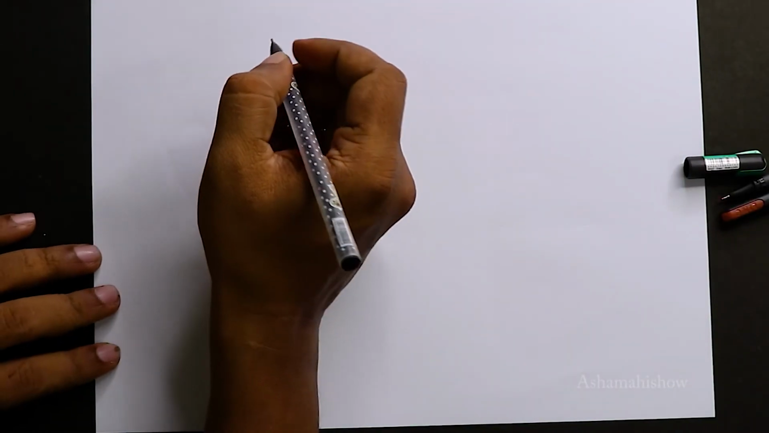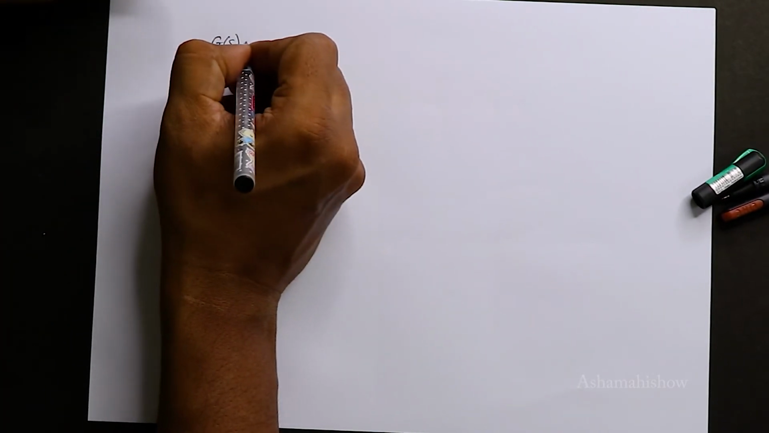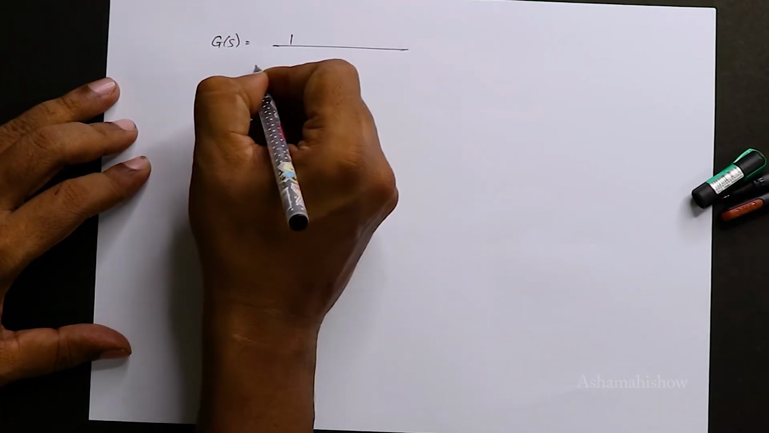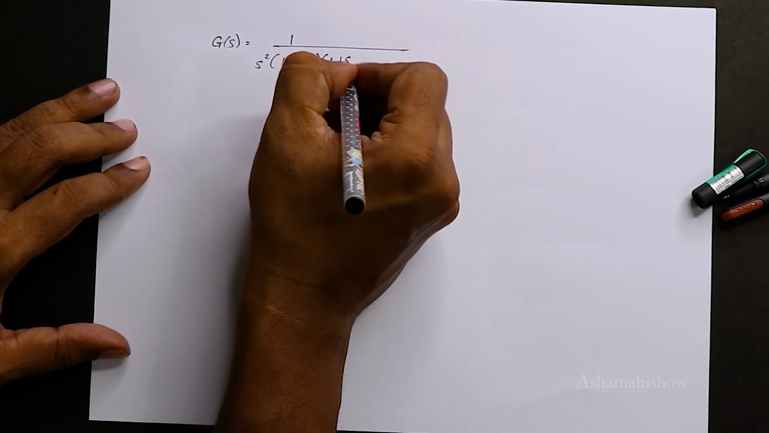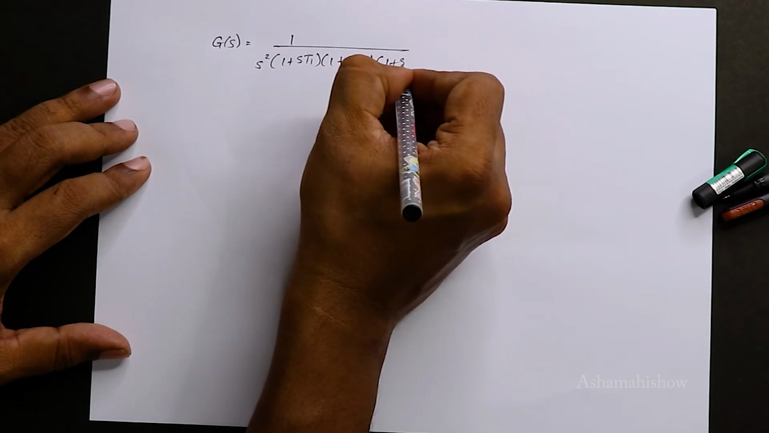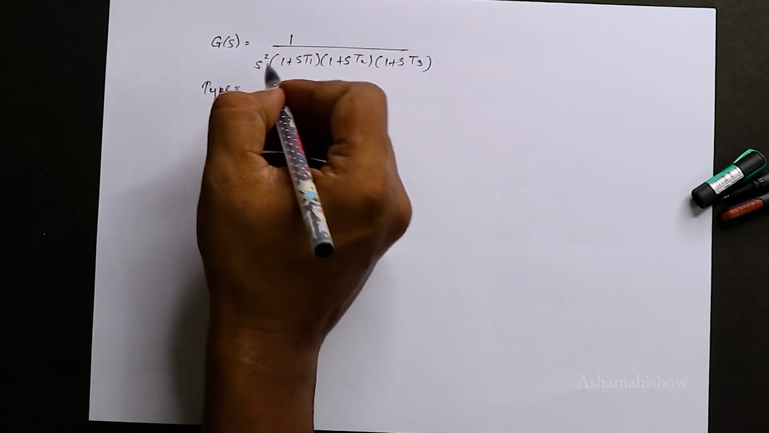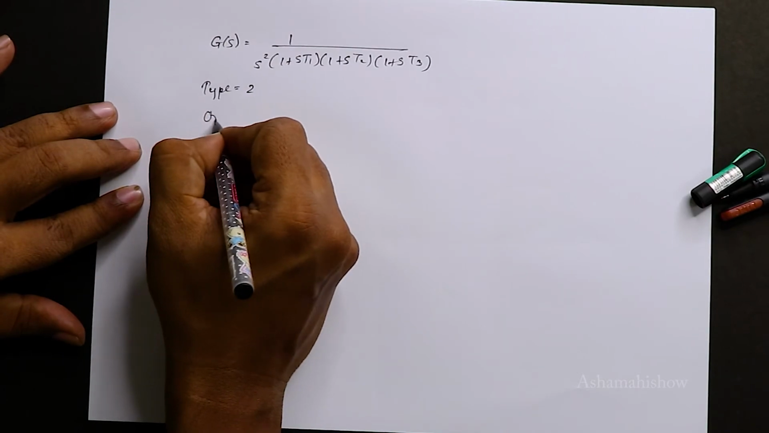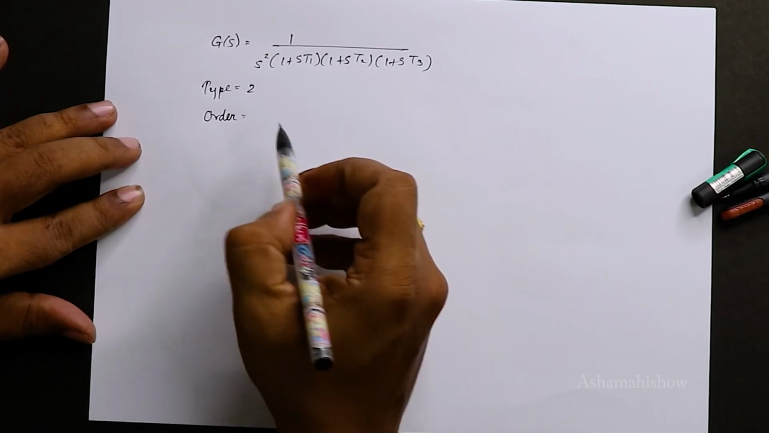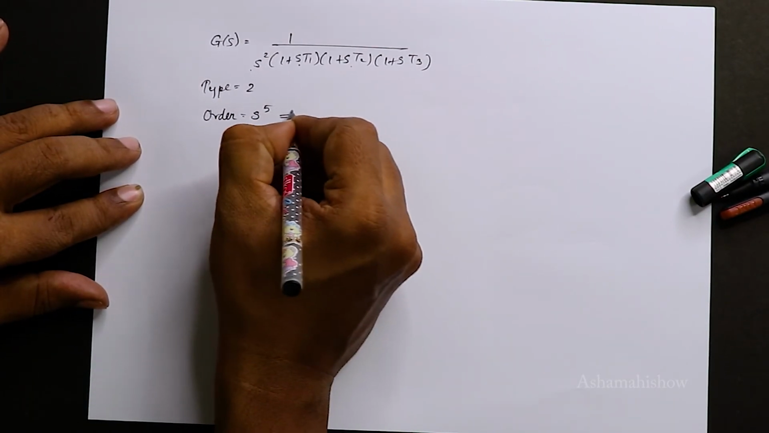And the last one, G of s is equal to 1 by, I'll make it much more difficult, s (1 plus sT1)(1 plus sT2)(1 plus sT3). So what is the type here? Your type is s into s, which is s squared. Okay, we have 2 poles. Type 2. Order: what is the highest degree of s? s squared into s into s into s is s to the power 5. So your order is 5.